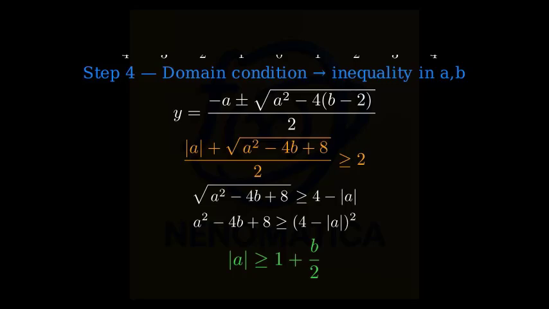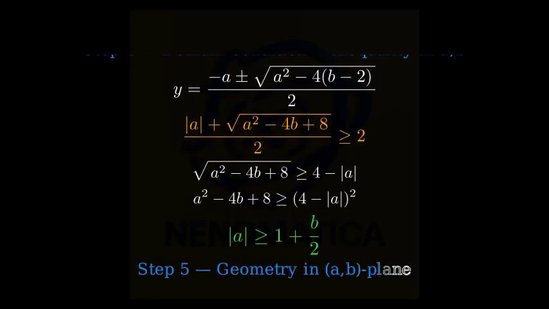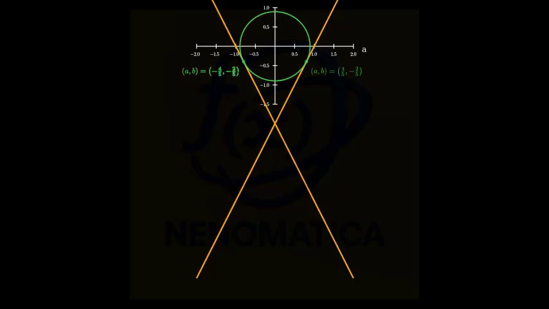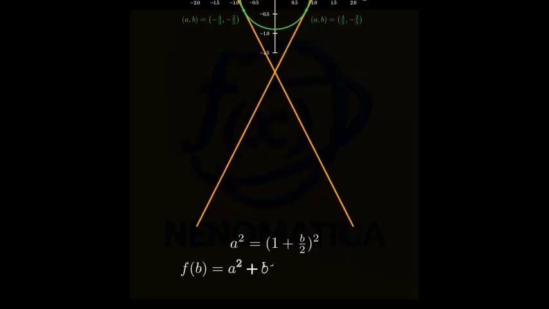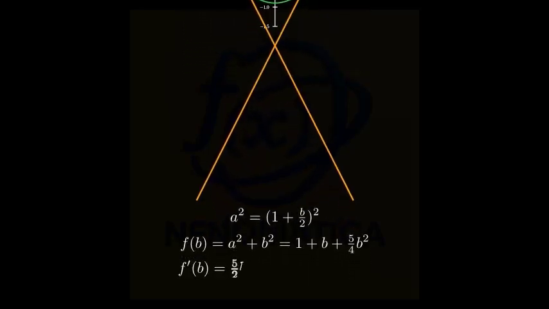To have at least one allowed y, we require that the maximum absolute value of the two roots is at least 2. By the triangle inequality, this leads to absolute value of a plus the square root of a squared minus 4b plus 8, all over 2, at least 2. Simplifying gives absolute value of a is greater than or equal to 1 plus b over 2. Step 5. The minimum occurs on the boundary where the inequality is tight, that is, absolute value of a equals 1 plus b over 2.